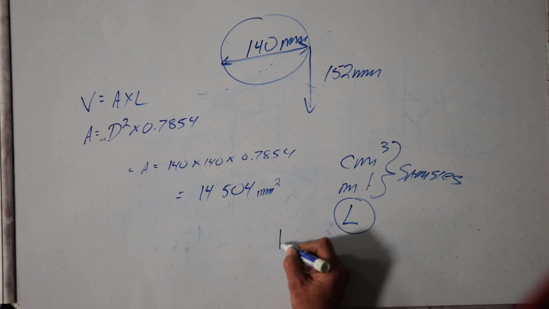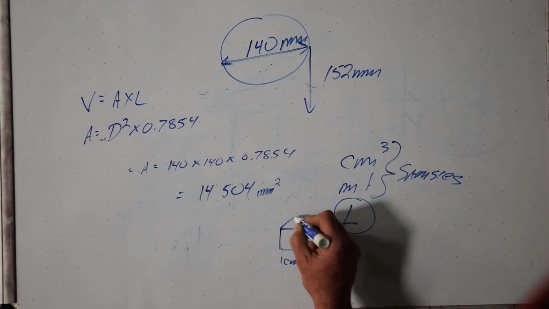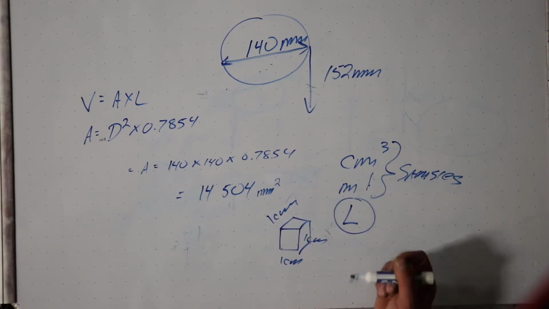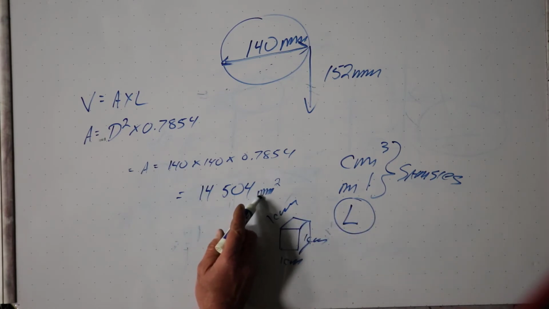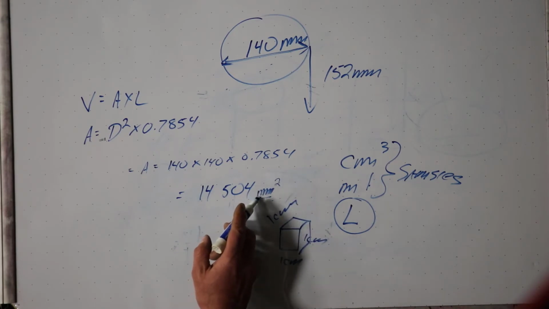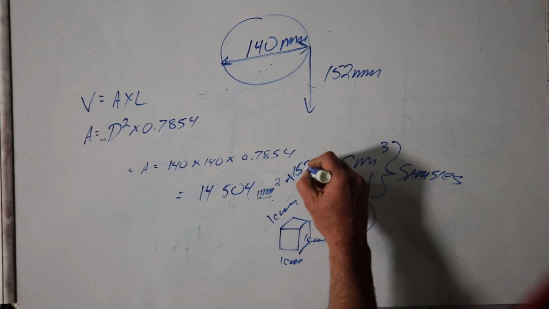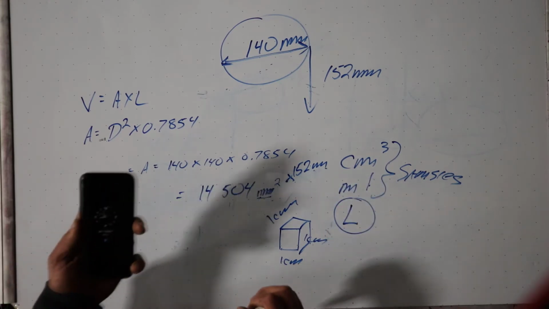If I take a centimeter by a centimeter and make it into a cube, 1 centimeter tall, a centimeter by a centimeter by a centimeter is 1 cubic centimeter. This is 1 milliliter. The number we came up with is in millimeters, not centimeters, so we need to change this from square millimeters. If we times this by the stroke of 152 millimeters, that's millimeters times millimeters times millimeters, so that's cubic millimeters.